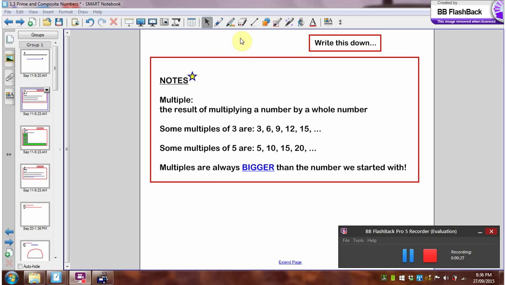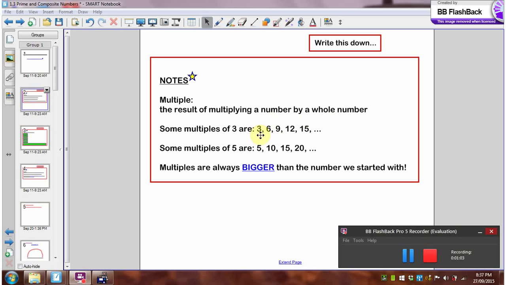Okay, so the first note for today is a note on multiples. So we've already talked about multiples, but I feel like some of you guys were a little bit confused about what a multiple is, so I want you to write down this note to make sure you really understand it. So a multiple is the result of multiplying a number by a whole number. So some multiples of 3 are 3, 6, 9, 12, 15, and so on. It just goes up by 3s.